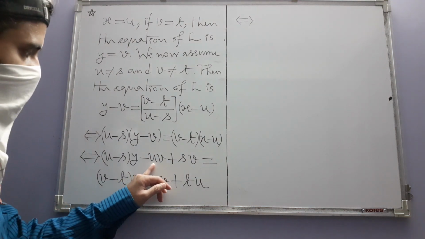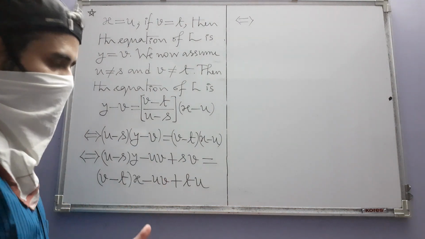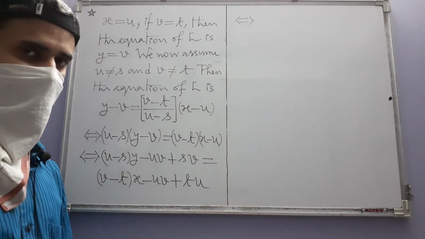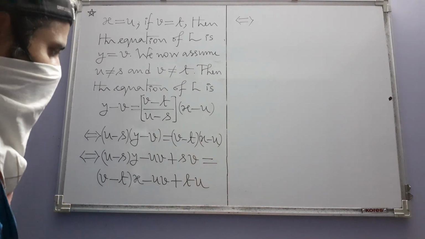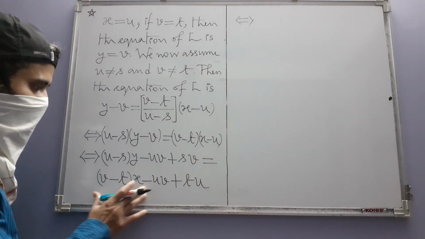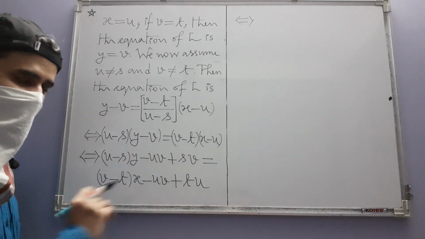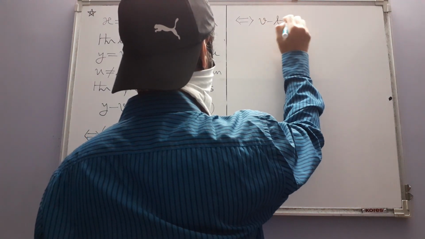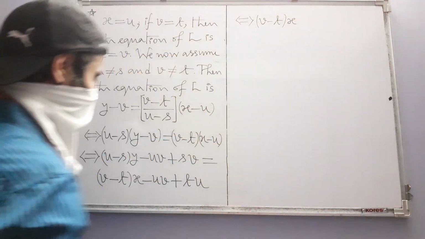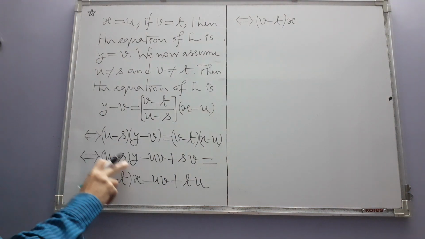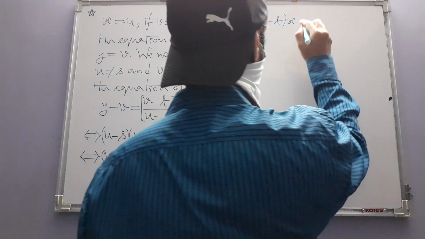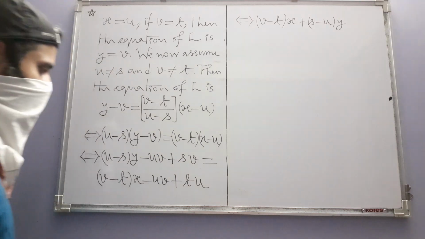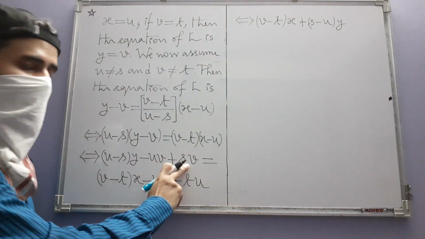you can see that this minus uv and minus uv from both sides cancel out. And if we take all the terms on one side so that we can have that required form, keeping this just like this and bringing all the terms over here on this side, then we get v minus t times x plus s minus u times y plus tu minus sv.